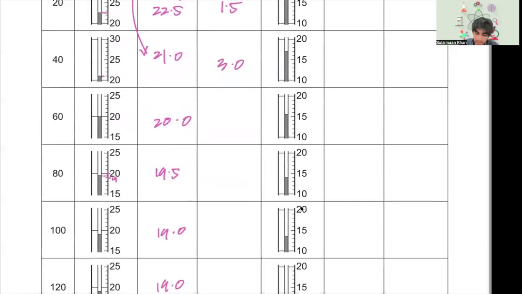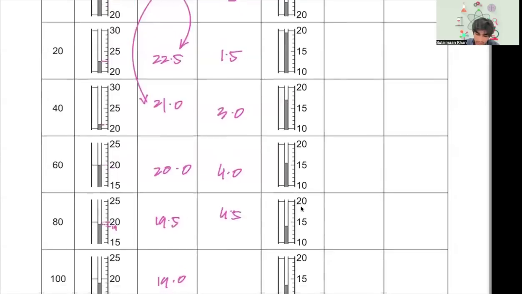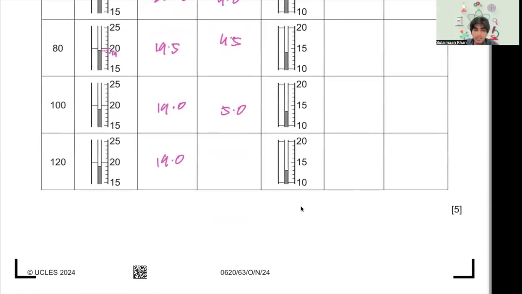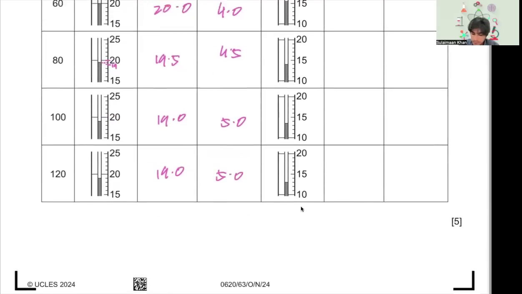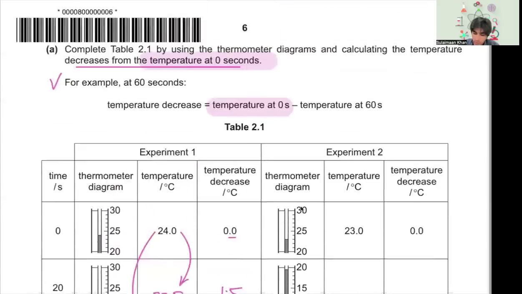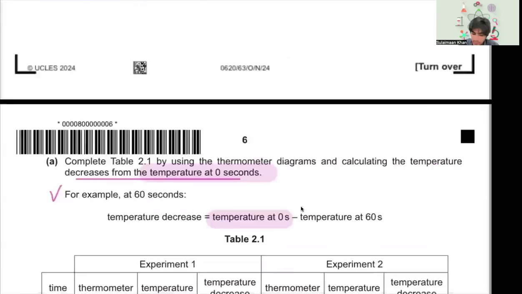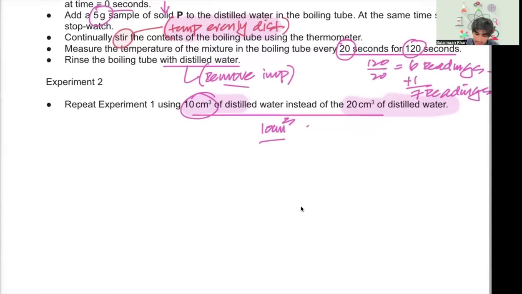So 24 minus 20, that's 4.0. Oh, sorry, no, not 4.5. 24 minus 19, that's 5.0. And this is 24 minus 19, 5.0 again. So this was for experiment 1, we're done. Now for experiment 2, do this. Experiment 2, the one that he did with how much cm cube? 10 cm cube. Remember, now he's using 10 cm cube instead of 20. In experiment 1, he used 20.